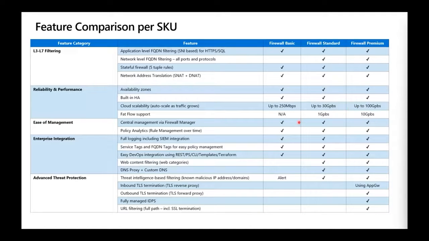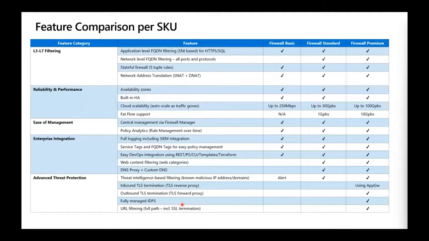Then FedFlow support is another difference that it's important to highlight here. Basic SKU doesn't have it, while standard SKU has up to 1 gigabit and premium 10 gigabits. Then for web categories, web content filtering, basic doesn't have it. It's only available for the standard and premium. DNS proxy and custom DNS are only available for standard and premium. Threat intelligence is available for basic only in alert mode. If you want to use alert and deny, you're going to need to go with standard or premium.